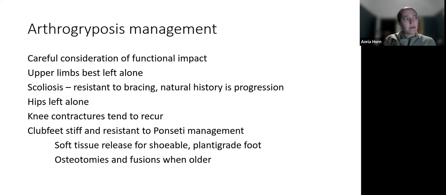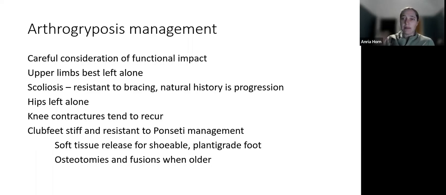So when you manage them, you have to give very careful consideration to the functional impact. The upper limbs are best left alone. These children adapt. And because the joints are stiff and they have no muscles, if they can use their hand in the position that they were born with, leave it alone. You cannot make them better. The scoliosis is usually resistant to bracing. Natural history is progression, so they probably need surgery. Leave the hips alone. Putting them back isn't going to make them any better. The knee contractures tend to recur if you treat them. So again, just leave it alone.